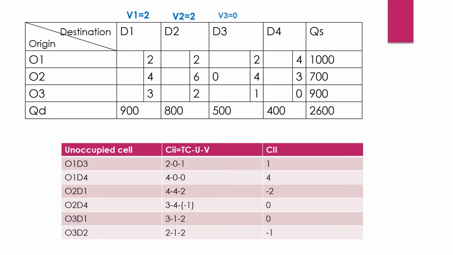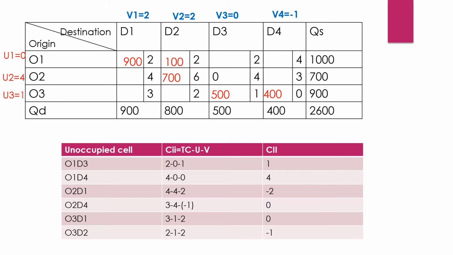Now, based on this northwest corner method, we have found the U values and V values. The next step is to find the CII value of the unoccupied cells. CII means the cost improvement index. Here, these values indicate how much of the transportation cost we can reduce further.